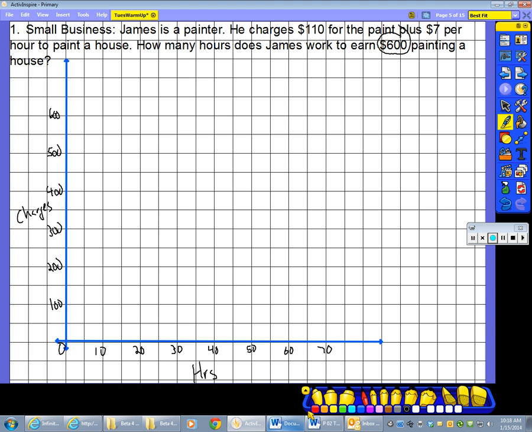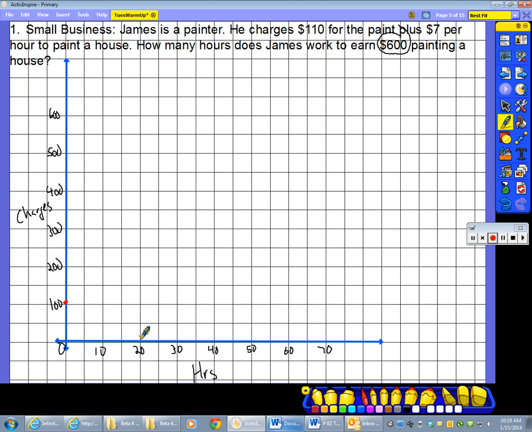So now I'm ready to plot, and I'm going to do it in a different color. And you're going to look back at your table that you created whenever you were analyzing this word problem. And if you remember, whenever he worked 0 hours, someone in here remind me, how much did he charge at 0 hours of work? What do you think it is, Matt? $110. That's right, because he charges $110 just for the paint. So that's not on 100. It's just barely above 100. So about right, like there.